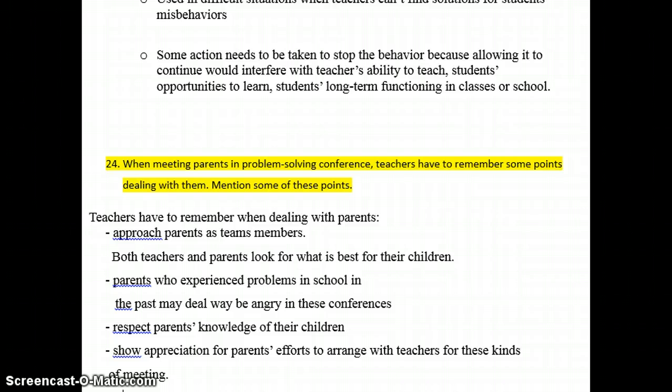Last question, 24. When meeting parents in problem-solving conferences, teachers can remember some points dealing with them. Mention some of these points. Teachers have to remember when dealing with parents, approach parents as team members. Both teachers and parents look at what is best for their children. Parents who experienced problems in school in the past may be angry in the conferences. Respect parents' knowledge of the children. Show appreciation for parents' efforts to arrange with teachers for these kinds of meetings.